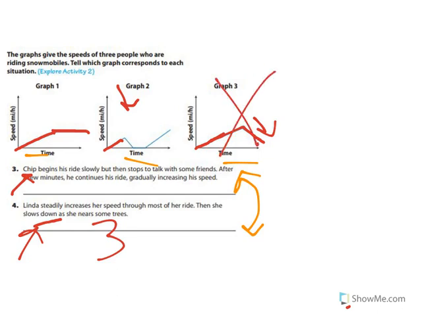He begins his ride slowly, so we have that on our first 2, then stops to talk with some friends, and then he continues his ride gradually increasing. This one doesn't have an increase anymore, so it would have to be this one. So he's stopping to see his friends. That's not shown explicitly, but you have to draw the conclusion. If he's stopping, he has to slow his speed down gradually to get there, and then he's going to increase it again. So this is graph 2, so that would be Chip.